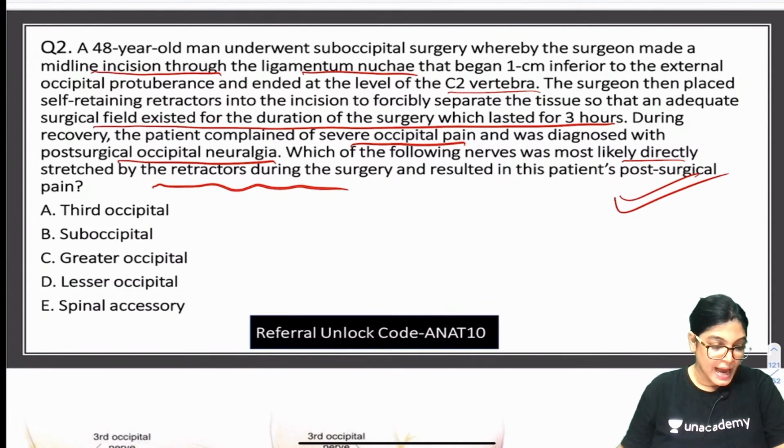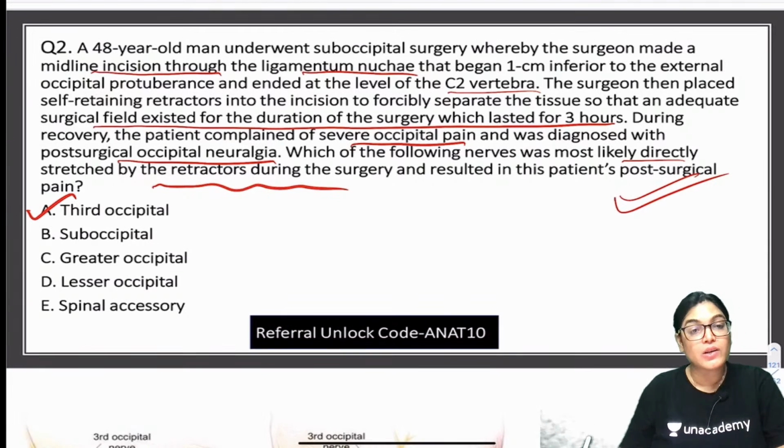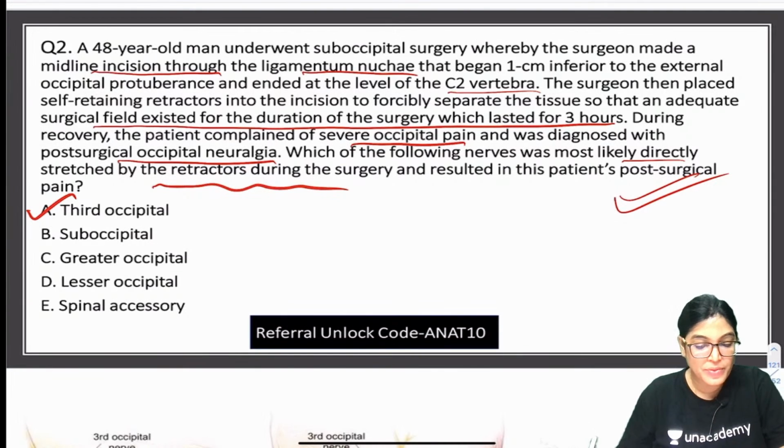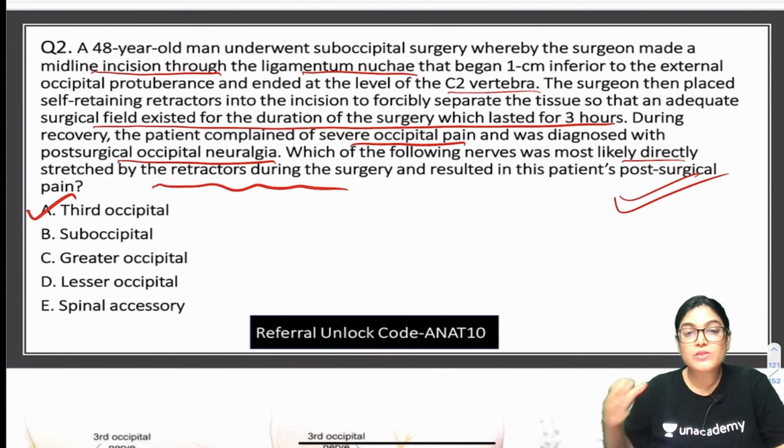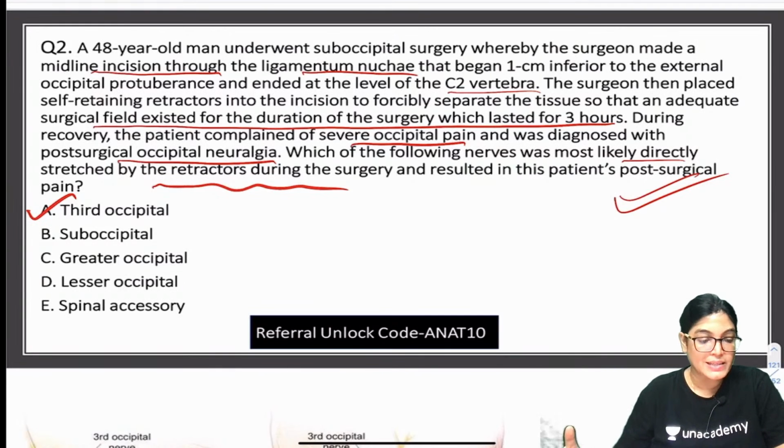According to Sam, the correct answer is the third occipital. My dear Sam, you are absolutely right, and the third occipital is the right answer. So, how we are going to derive the right answer is the location. Okay, Ashish Jha is telling D, lesser occipital. So, the correct answer is A, Sam. Sam has given the right answer, and it's the third occipital.